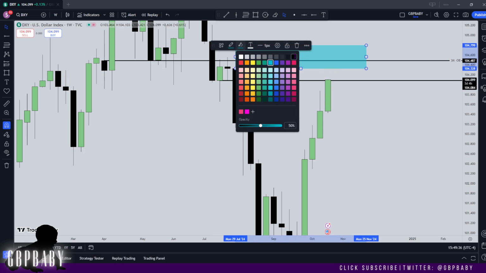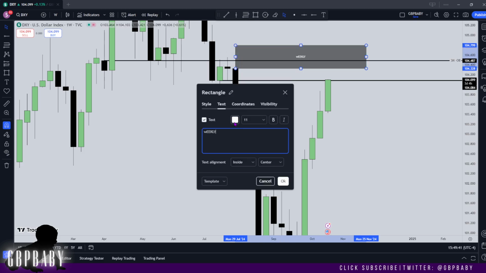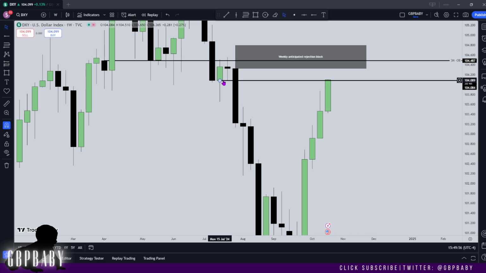So let me get that marked out. I'm going to write weekly rejection block. It's more like a weekly anticipated rejection block because it hasn't yet been used, so to speak. So we'll get that marked out like so. And then, like I said, yes, we're trading into this bearish order block. However, we're not expecting much rebound from it, so to speak.